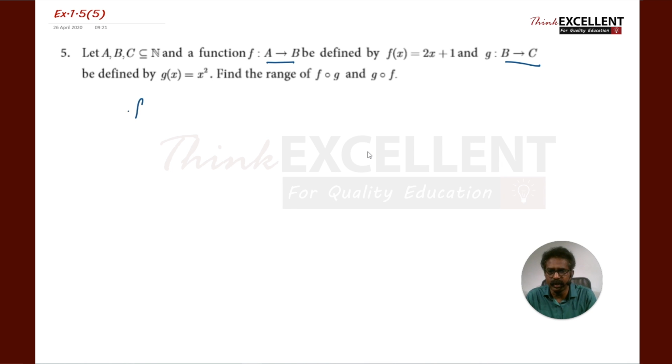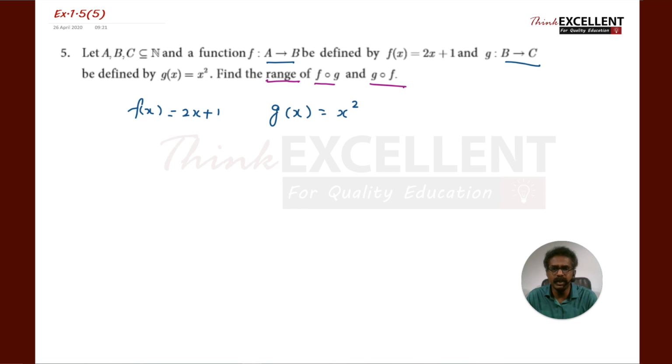F of x they defined as 2x plus 1. And g of x they defined as x square. What they asked here, they asked us to find the range of F composition G and G composition F. So what we do first, we find F composition G. I'll tell you how to write range. Then we find G composition F. We will write the range of G composition F also.